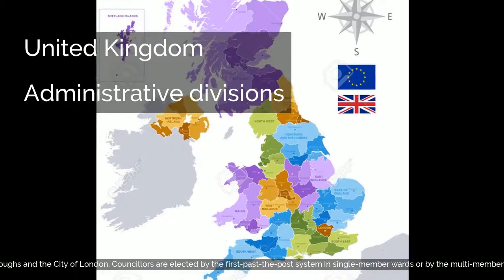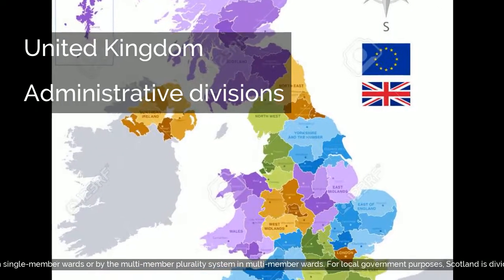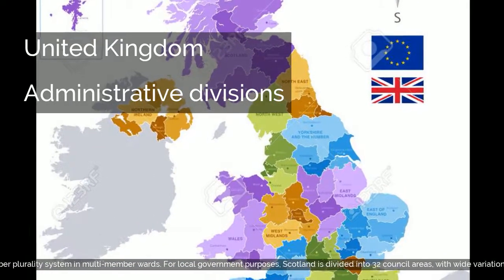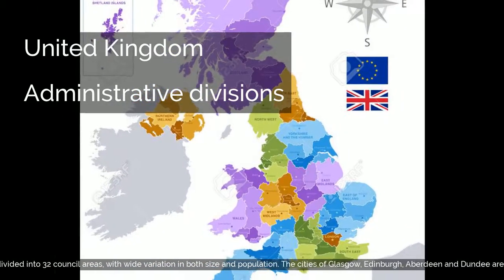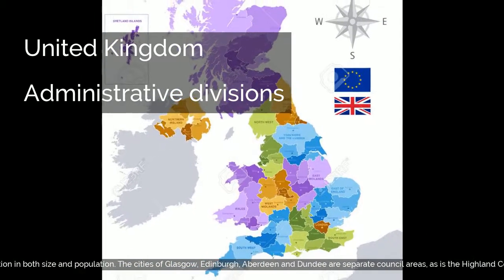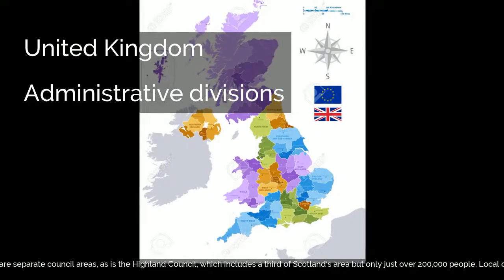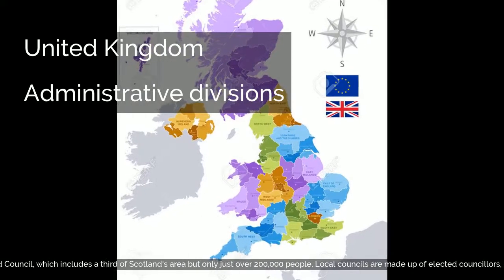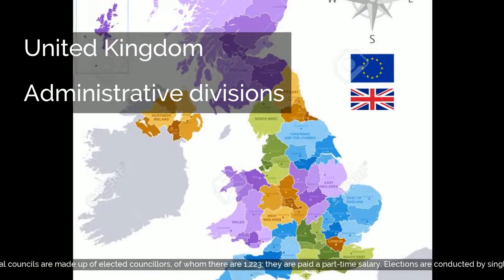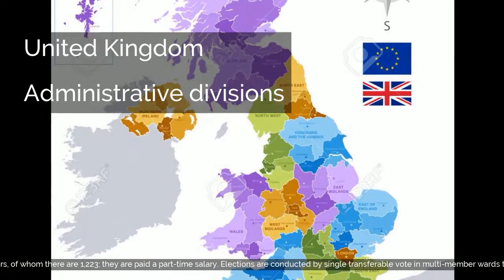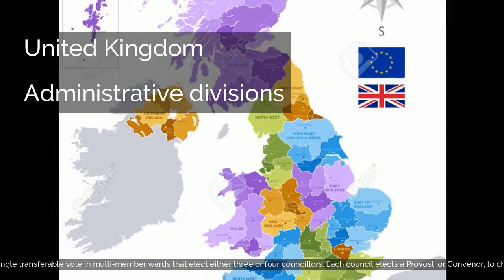For local government purposes, Scotland is divided into 32 council areas, with wide variation in both size and population. The cities of Glasgow, Edinburgh, Aberdeen and Dundee are separate council areas, as is the Highland Council, which includes a third of Scotland's area but only just over 200,000 people. Local councils are made up of elected councillors, of whom there are 1,223; they are paid a part-time salary. Elections are conducted by single transferable vote in multi-member wards that elect either 3 or 4 councillors. Each council elects a provost, or convener, to chair meetings of the council and to act as a figurehead for the area.